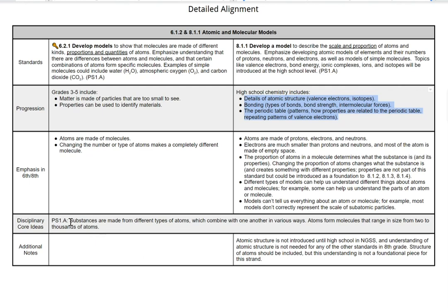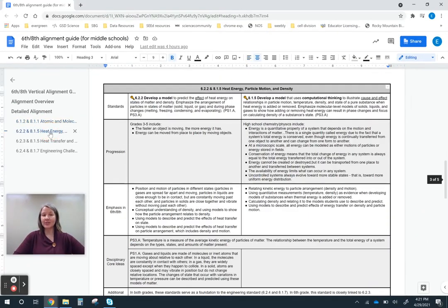Also on this table, we did just put the whole disciplinary core idea in. So PS1A is just down here, so we can see that in both 6th and 8th grade, we're working on the same core idea. And then in some of them, we included some notes. There is a table like this for each of the pairs. So for 815, it shows how it aligns to 622 and how it aligns to 623 in two separate tables.